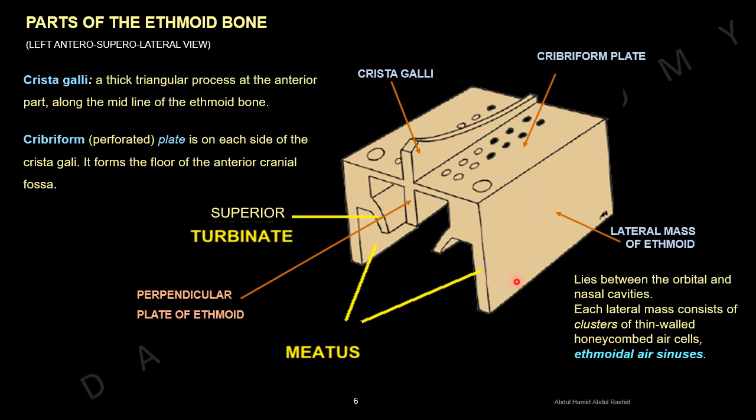This is the lateral mass of the ethmoid bone, in which we have three groups of ethmoidal air cells: anterior group, middle group, and posterior group. This is the downward extension of the crista galli, called the perpendicular plate of the ethmoid bone. It forms the median nasal septum, the upper part of the median nasal septum. We will see it later.